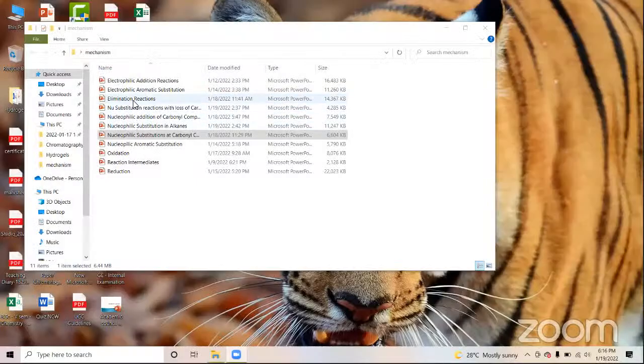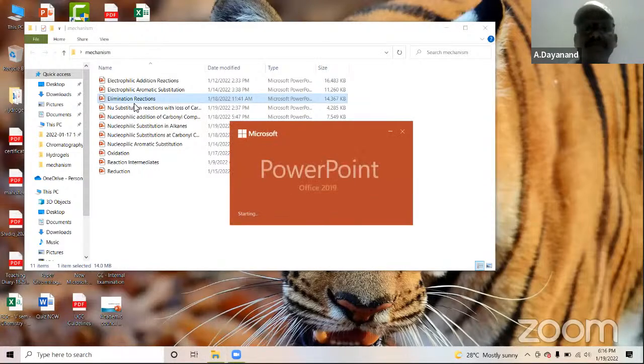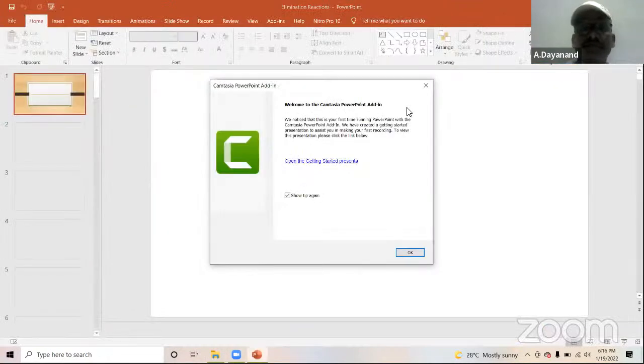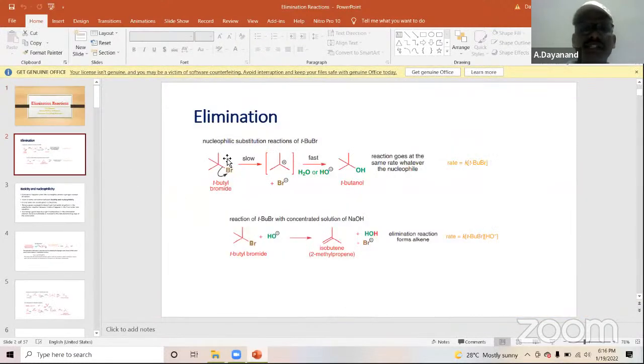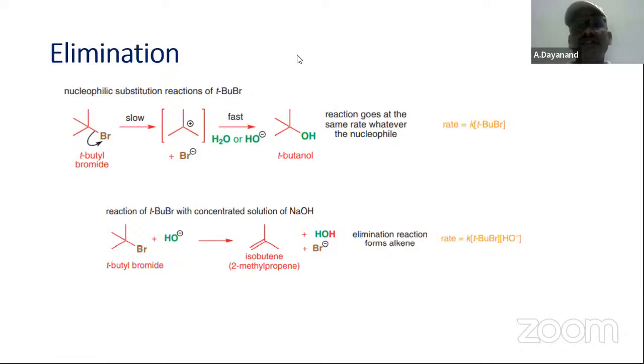We are seeing elimination reactions. Nucleophilic substitution we had seen just now, whereas this is an elimination reaction. Can you see the screen? Yes, sir. Can you see the screen?